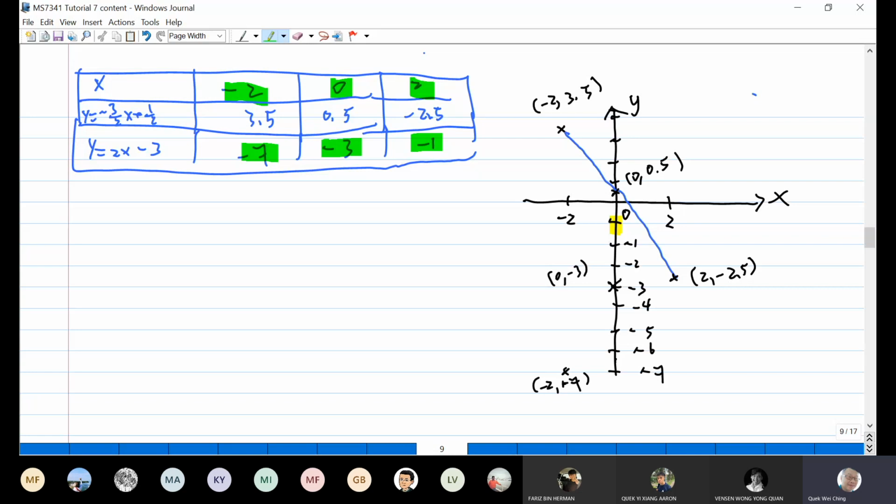Somewhere I made a mistake, see? My graph is so strange. Let me draw again. I made a mistake just now. Minus 1 is here. Minus 2, minus 3, minus 4, minus 5, minus 6, minus 7. The scale was not correct, right? So minus 2.5 is actually here. So that's why, when you do hand drawing, be careful. Otherwise I make a mistake and miss the point.